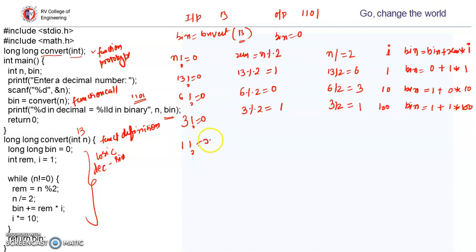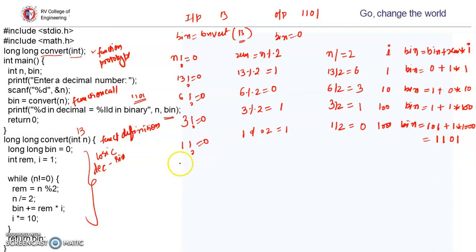So 1 is not equal to 0. Condition is true. What will be the remainder? 1 % 2 is what? Since 1 is less than 2, remainder will be 1 only, and 1 / 2 the quotient will be 0, and i will be i into 10. So 100 into 10 will be 1000. So bin will be the previous step's 101 plus remainder, which in this step is 1, into the value of i, which is 1000. So this will be 1101.